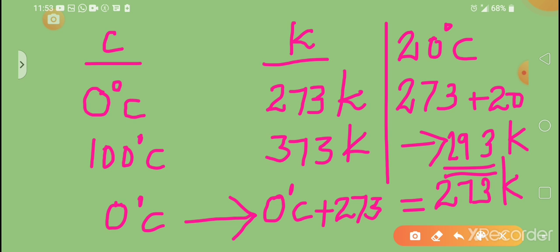Okay, if we get any temperature on the Celsius scale, if we need to convert the temperature into Kelvin, what we can do? Yes, we should add 273 plus the given temperature. We should add 273 to the given temperature on the Celsius scale. It will give the temperature on the Kelvin scale. Okay.